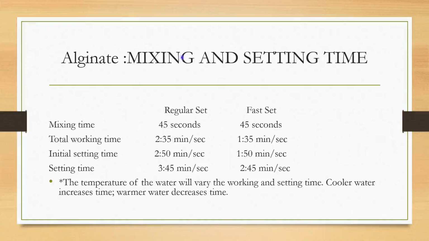And alginate has its mixing and setting time, which depends on the manufacturer's instructions. These are just examples. We have two types of alginate, the regular set and the fast set. The regular set takes longer to set, and the fast set sets faster as compared to the regular set. So you have to be familiar with the minutes that you have to mix it.